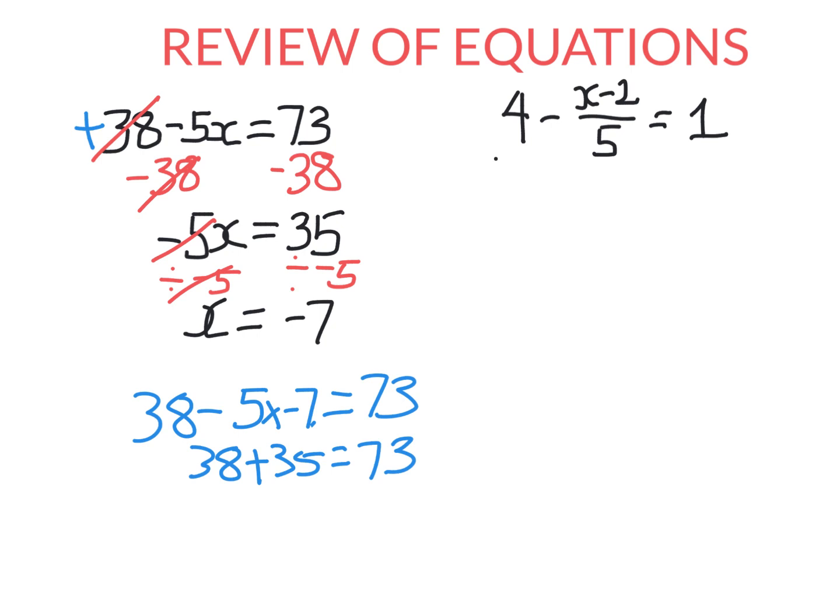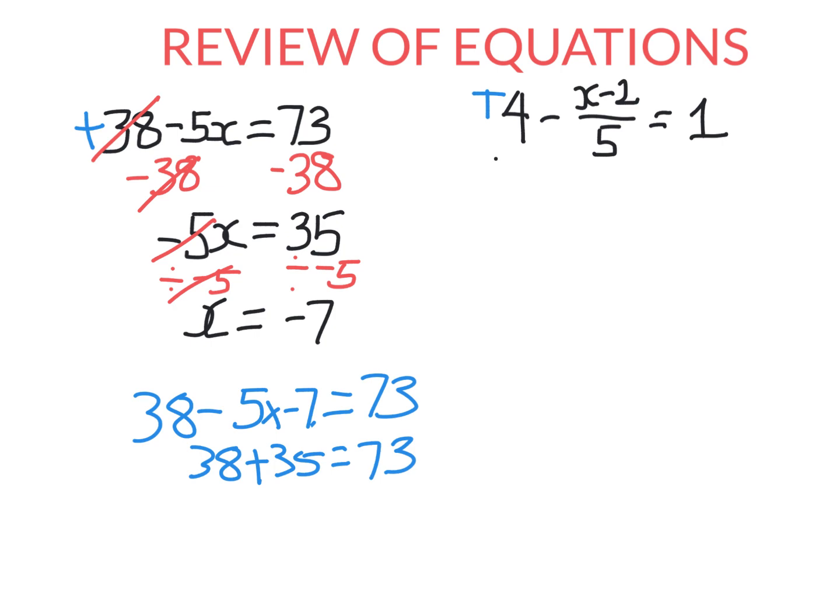Again, we need to identify what's been done to x. Starting with x, the first thing that was done was negative 2. So 2 was subtracted from x. Then we divided by 5. Now there's a minus in front of here. That's the same as timesing by negative 1. And then this 4, similar to the last example, is a positive 4. So we have subtracted 2, divided by 5, times by negative 1, then added 4.